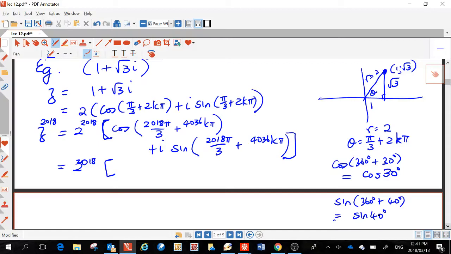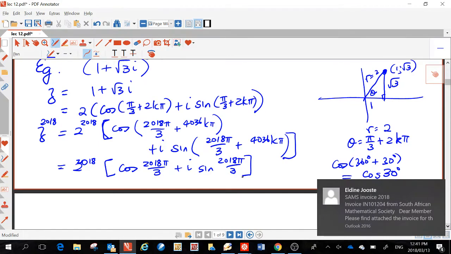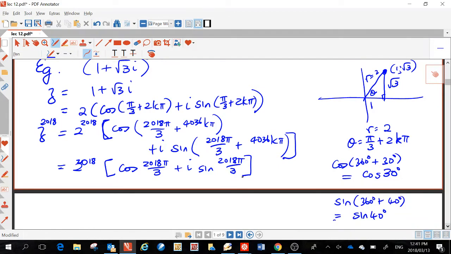So, the moral of the tale is that I can ignore this part here, because it'll keep on coming back to the same place. So the game can become cos of 2018 pi over 3 plus i sine 2018 pi over 3. Can you see I can ignore that other part because it winds around. Every 2 pi comes back to the same position. And we have an even number of 2 pi. Then it's okay, you can ignore it. If it was an odd number, then sine comes into play. The sine of pi is minus 1.